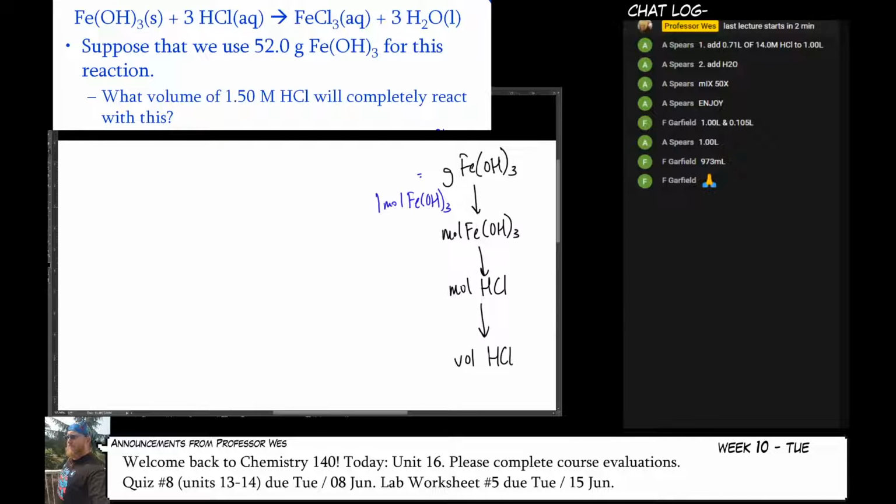Where is that? There it is. So FeCl3. Oh, we don't need FeCl3 anymore. Fe(OH)3 is 106.87. So 106.87 grams of iron 3 hydroxide per mole. And then for moles of iron 3 hydroxide to moles HCl: for every 1 iron 3 hydroxide I put in, I also put in 3 moles of HCl. And then the molarity of the HCl is 1.50 moles of HCl per liter.